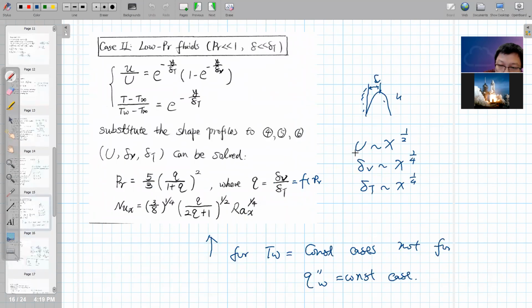Okay, so the important result is that the maximum value of the U velocity will change in the x direction with the square root of x, and the boundary layer thickness, both velocity and thermal, will also change in the x direction, but in the order of x to the 1/4.